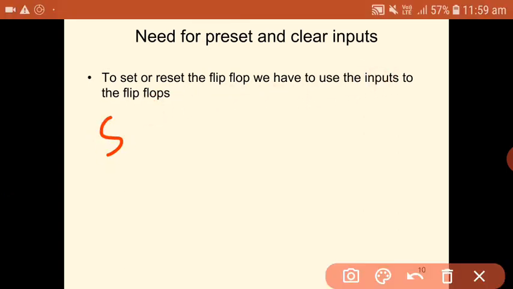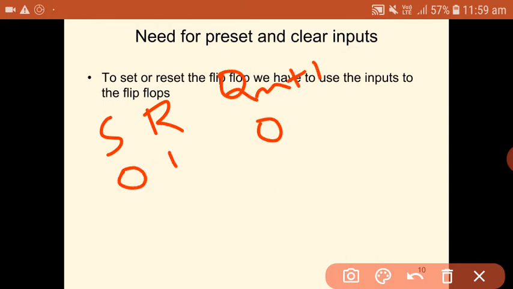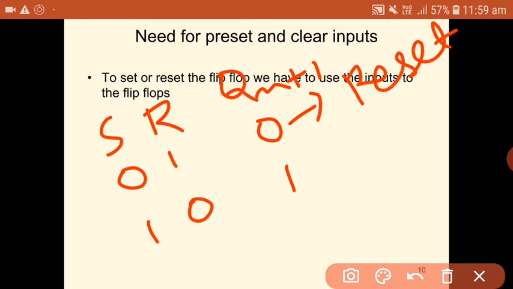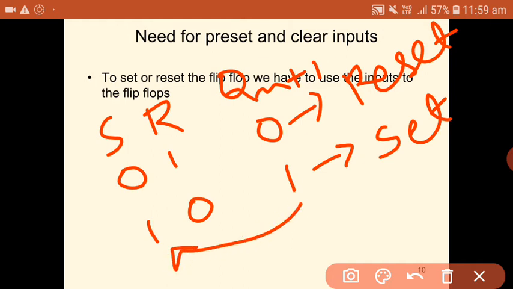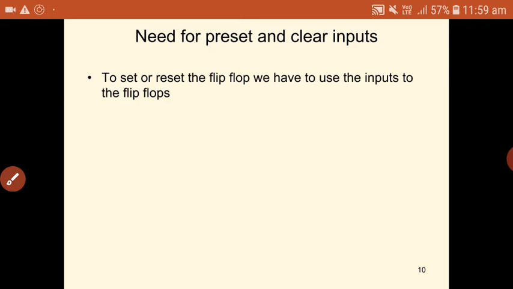the SR flip flop, if S is equal to 0 and R is equal to 1, you will be getting Qn plus 1 is equal to 0, and for S is equal to 1 and R is equal to 0, you will be getting Qn plus 1 is equal to 1. So this is called reset and this is called set. For setting the flip flop, S should be equal to 1, and for resetting the flip flop, R should be equal to 1. So that means to reset or set the flip flop, we have to use the inputs to the flip flops.